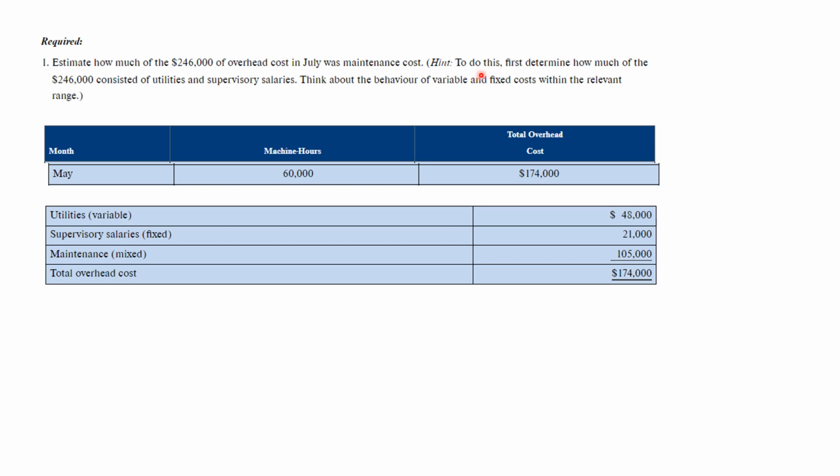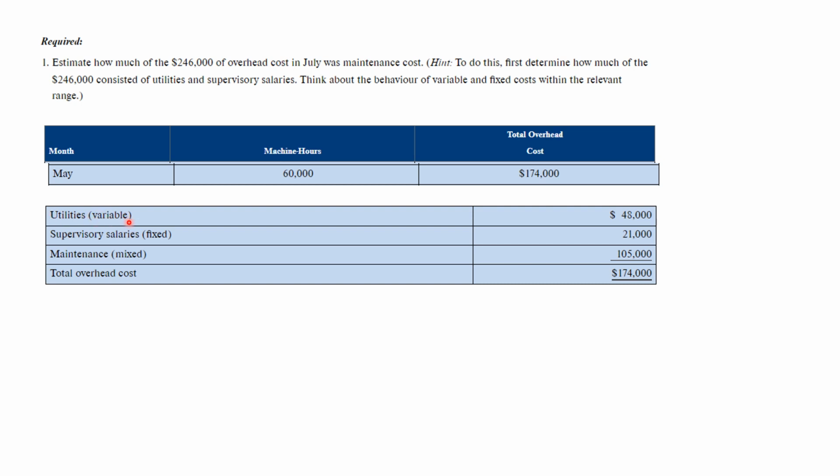So what we're going to start to do is, we were given an example in the question of May, and what we knew about May is how they broke out their utilities, their supervisory salaries, and their maintenance. So using what we know about our cost behaviors, we can figure out some of the information we'll need to figure out what was going on in July. The first thing I want to look at is figuring out our variable costs.